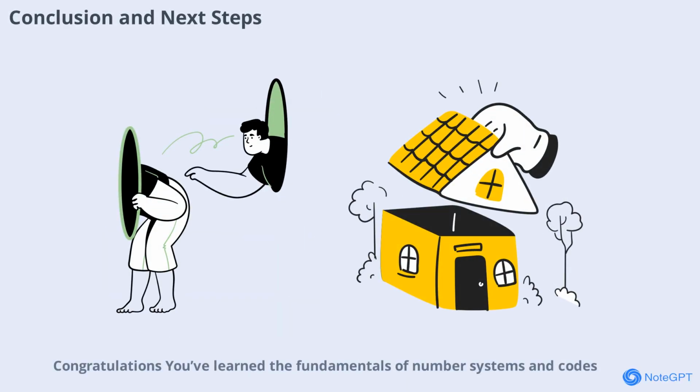Congratulations! You've learned the fundamentals of number systems and codes, including their conversions, arithmetic, and error detection methods. With this knowledge, you're better equipped to understand how computers process and protect data. Keep exploring these concepts to deepen your understanding and apply them in your studies or career.